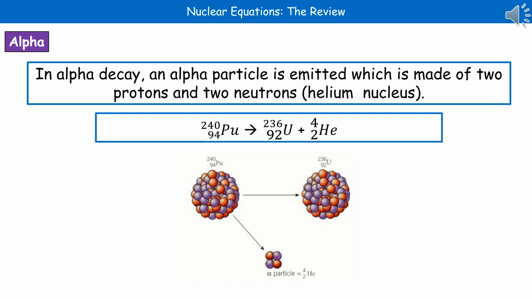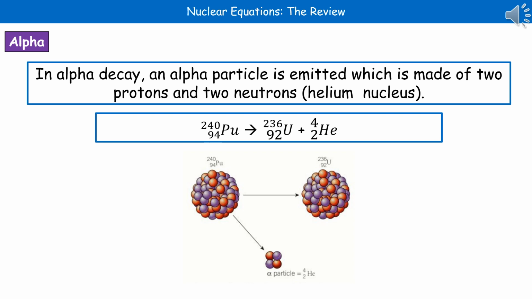First one we're going to look at is alpha radiation. In our alpha decay, we're emitting an alpha particle. And if you remember, the alpha particles themselves are made of 2 protons and 2 neutrons because they are a helium nucleus. What I've given you in the next box down is the nuclear equation to demonstrate alpha decay.